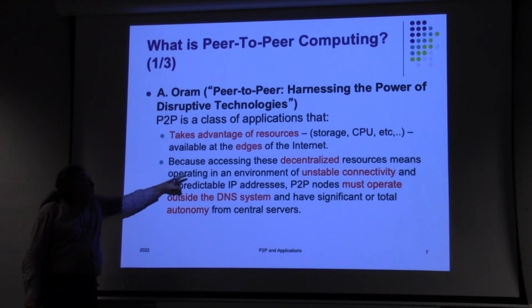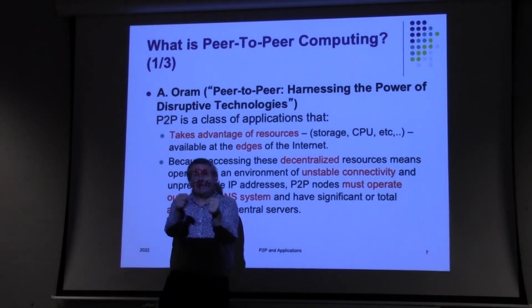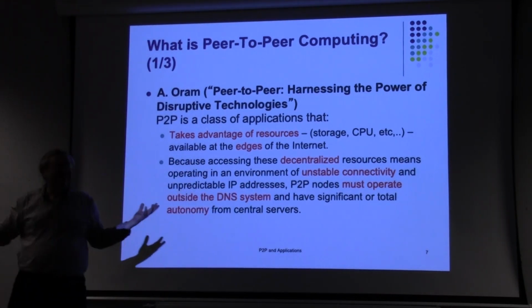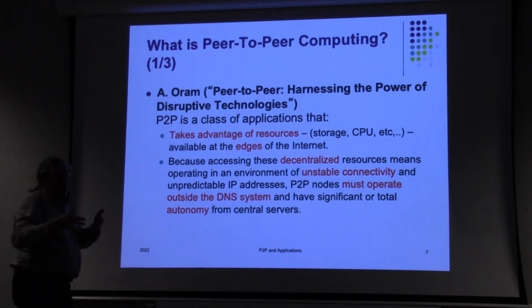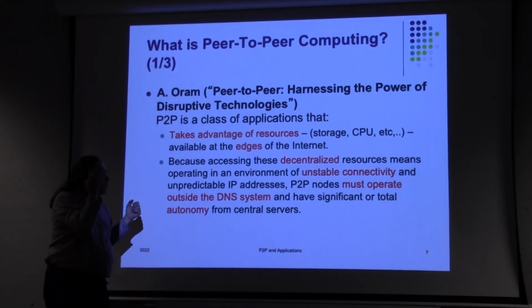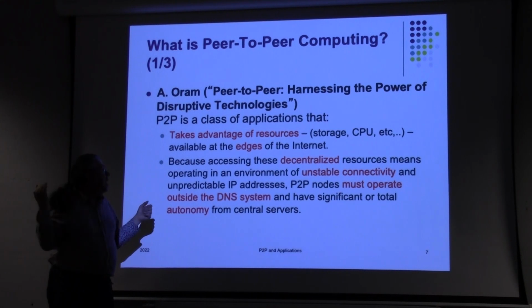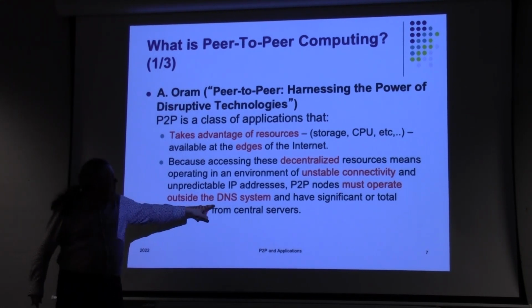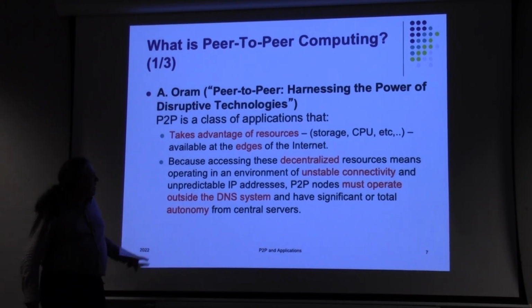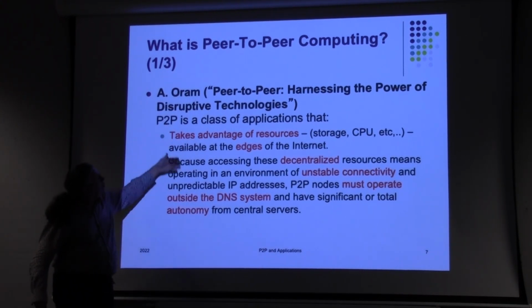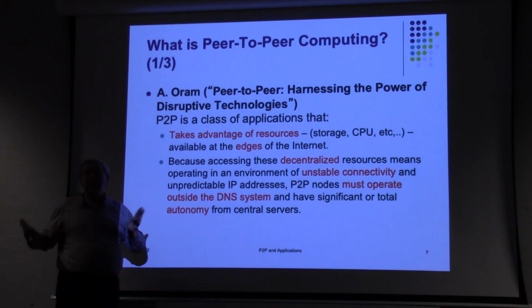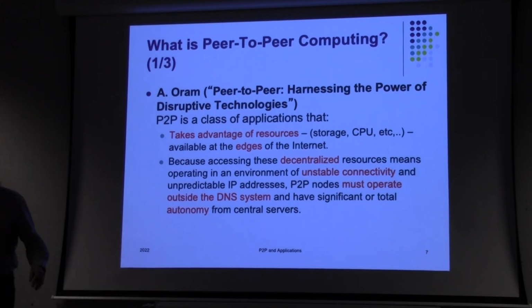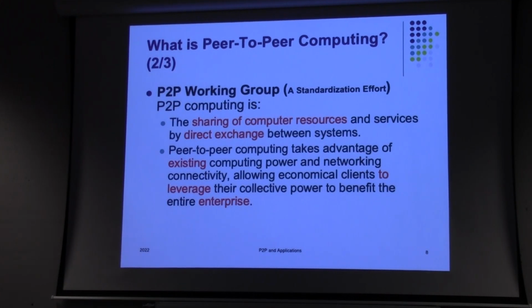And also the edge is very unstable, and it's very easy to disconnect devices in the real world. Okay? And it may not even have IP addresses. It must operate outside the DNS system and have autonomy. So this is one way of looking at peer-to-peer, that it's at the edge. Okay? Outside the data center. Here's another definition.